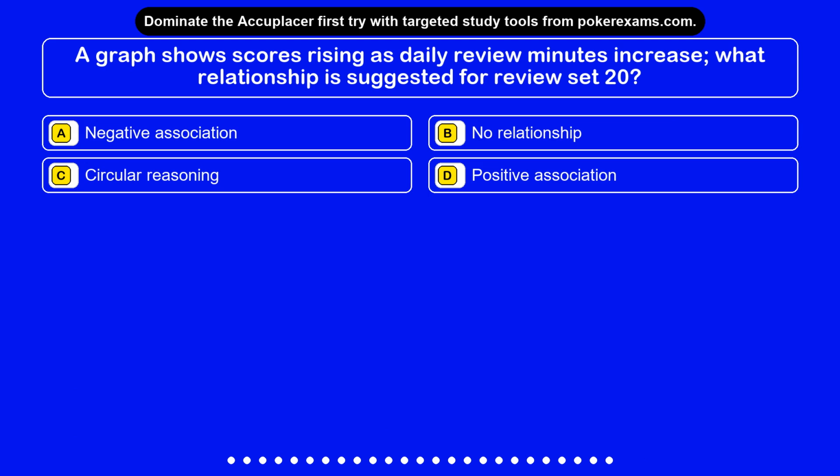Question 25. A graph shows scores rising as daily review minutes increase. What relationship is suggested for review set 20? Option A, negative association. Option B, no relationship. Option C, circular reasoning. Option D, positive association.